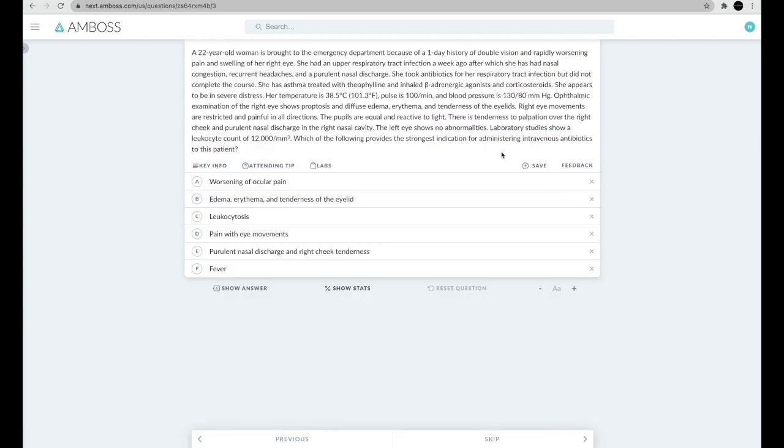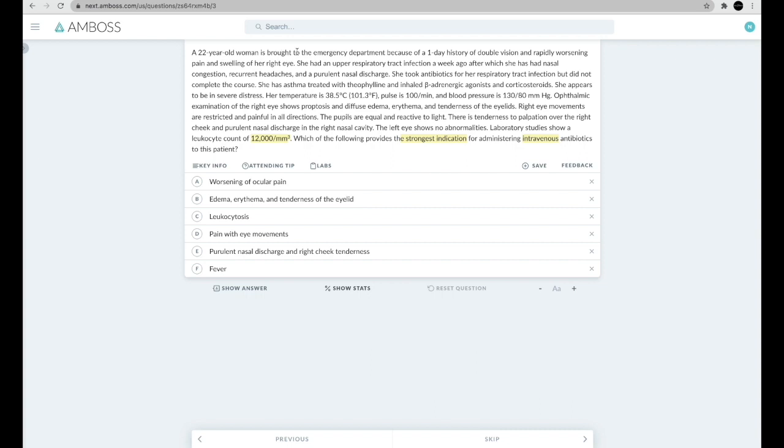Moving on. Okay, so I'm again gonna read the last line. Lab studies show a leukocyte count of 12,000, which of the following provides the strongest indication for administering intravenous antibiotics. Okay, so I didn't reach anything. I just learned that there's an infection somewhere, since this is a high leukocyte count.